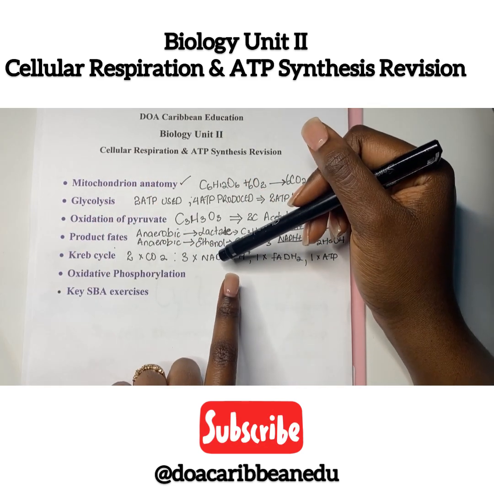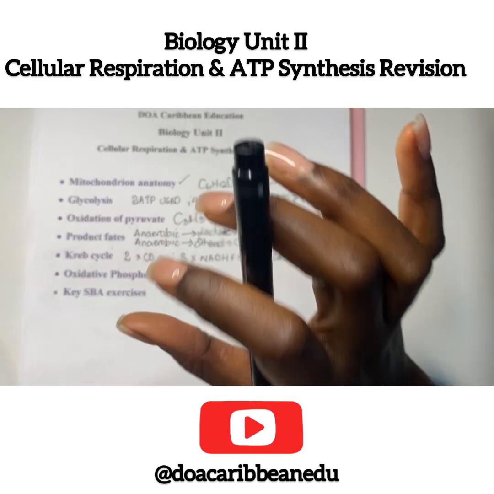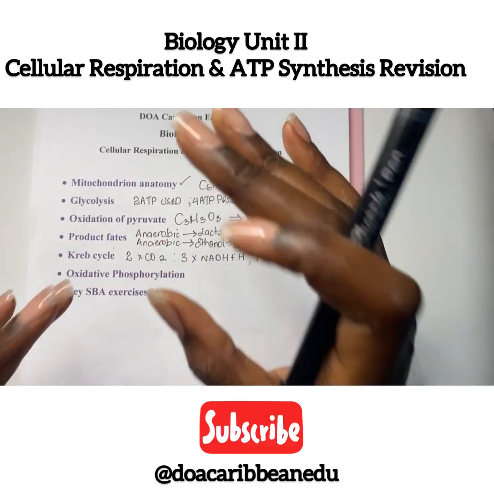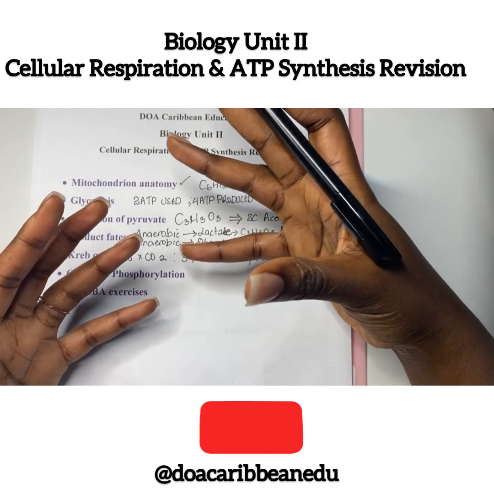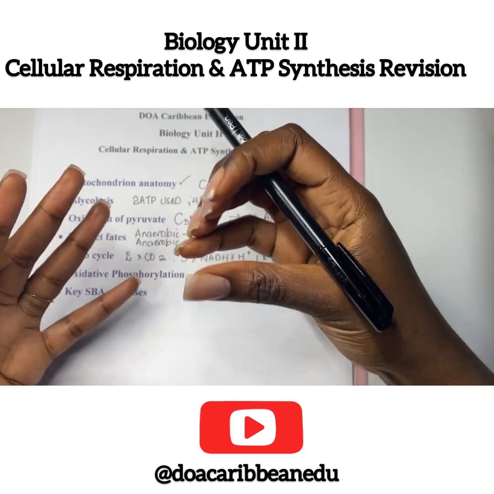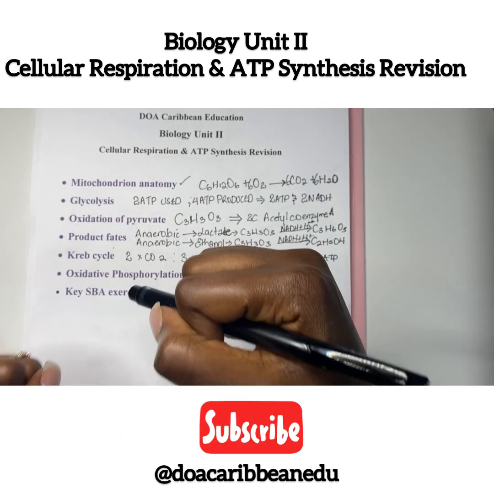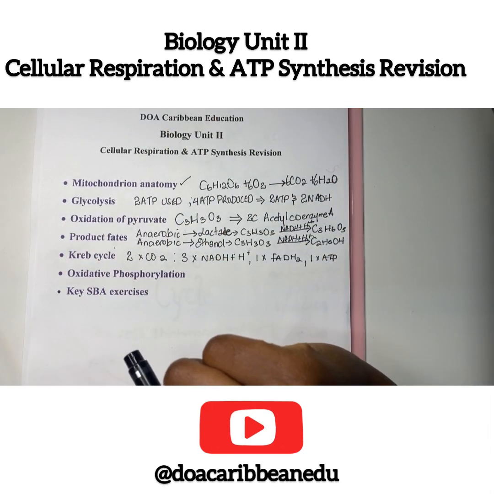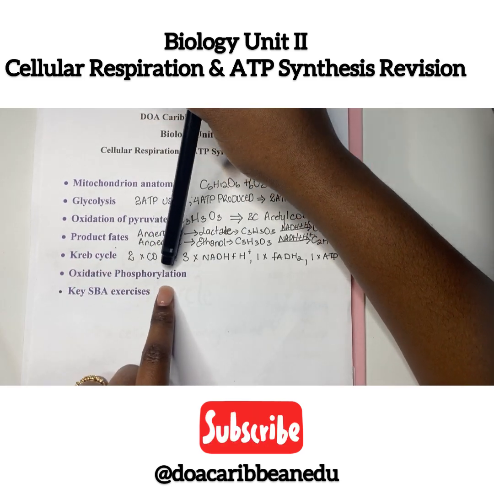Their electrons get transferred to a protein complex in the inner membrane of the mitochondria called the electron transport chain. With the passage of the electrons through the electron transport chain, energy is going to be generated, and this energy is going to be used to pump the protons from the matrix into the inner membrane space.